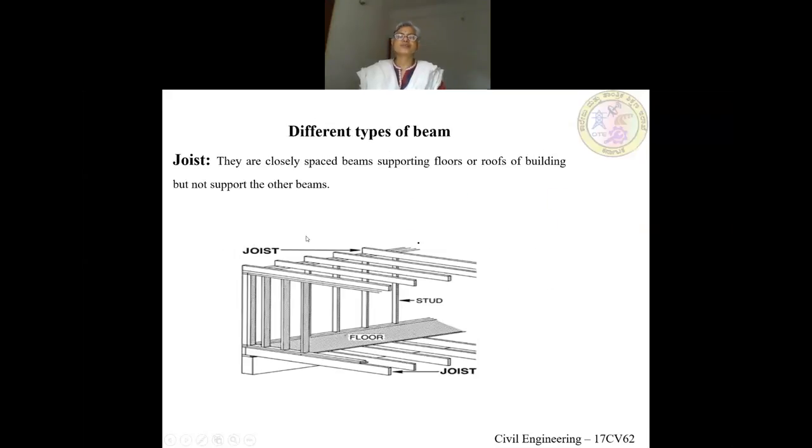So there are different types of beams. You can see these are called joists. They are closely spaced, and they do not support other beams. They support only floor and roof. You can see these joists are supporting the floor, and these joists are supporting the roof. So they are closely spaced and they are not supporting other beams.